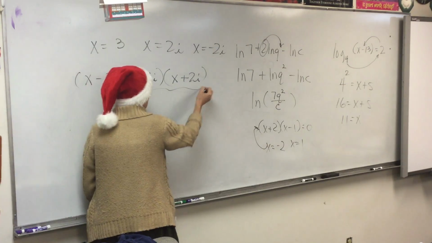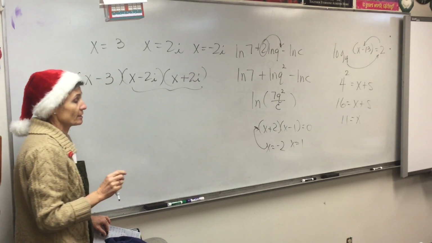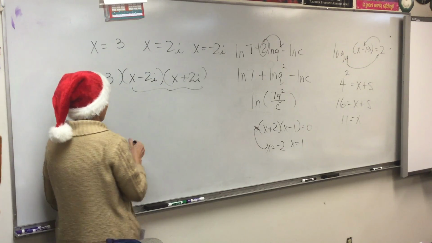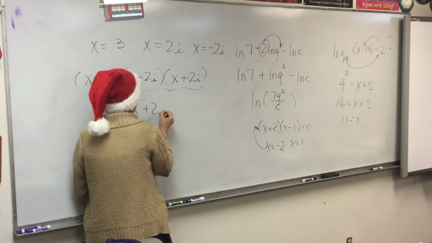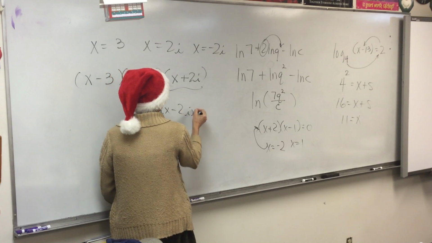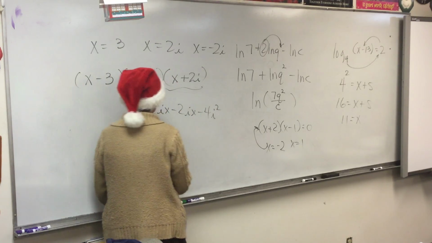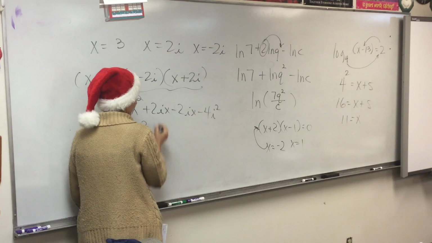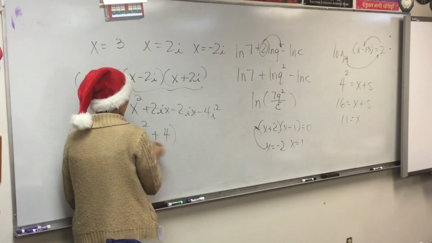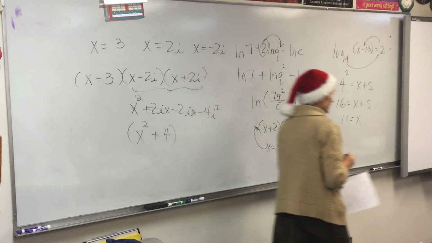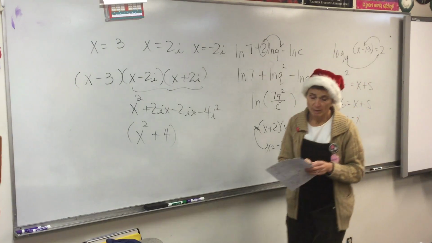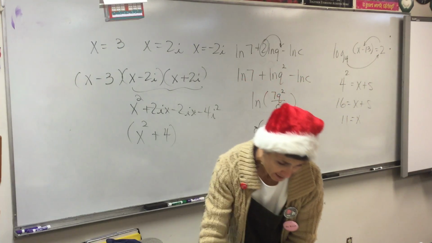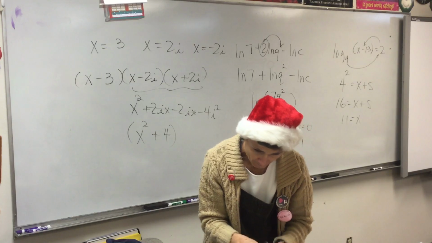So I always start with these two, since they're conjugates, stuff will cancel out. So we get x squared plus 2ix minus 2ix minus 4i squared. So it would be x squared plus 4. Remember, i squared is negative 1. So every time you see an i squared, you have to think of it as negative 1.